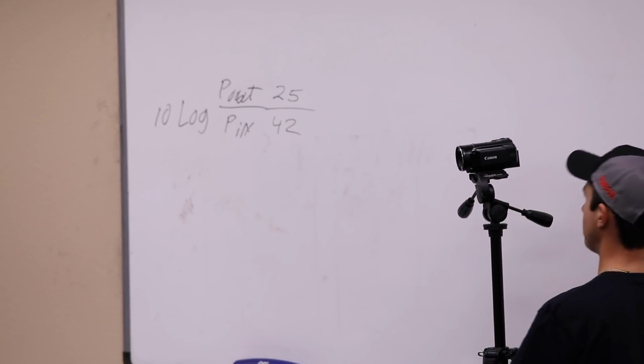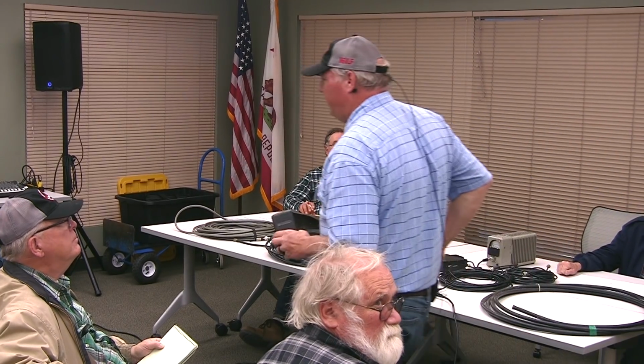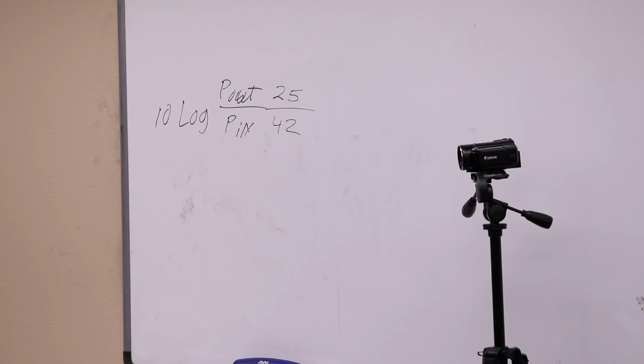So here's where you could take your $8 calculator. You can also use your cell phone. You pull your cell phone out, and you can use the scientific calculator. That's a super basic formula, except for the part that the instructor can't write. So we're going to take our power out, which is 25, and divide it by our power in, which is 42, right? And we get a number. And then you find the button on here that says log, and just push it.